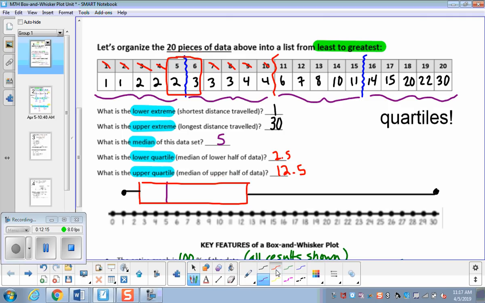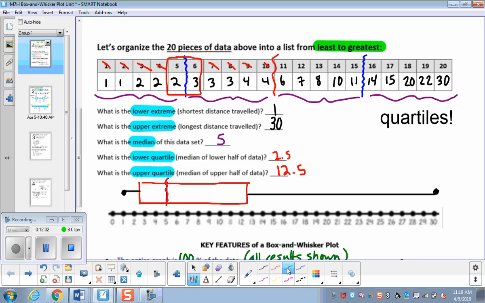Now down here on the box and whisker plot, what we're saying then is that 25% of the data is in this section, 25% of the data is in this section, 25% of the data is in this section, and 25% of the data is in this section.